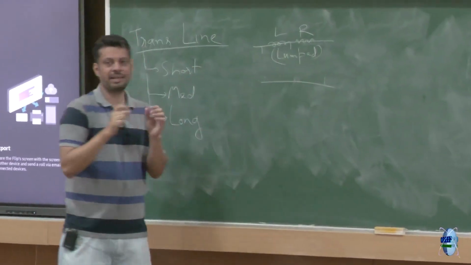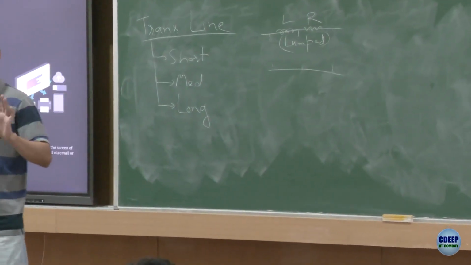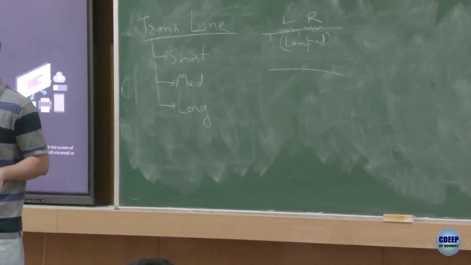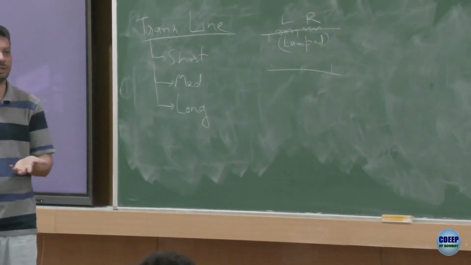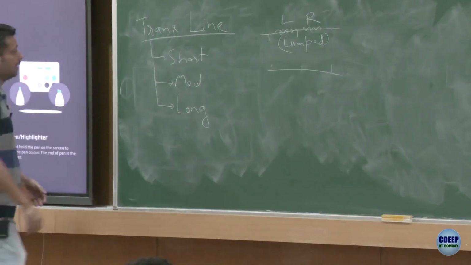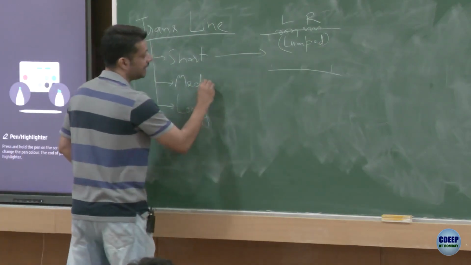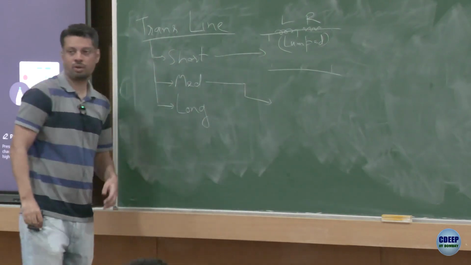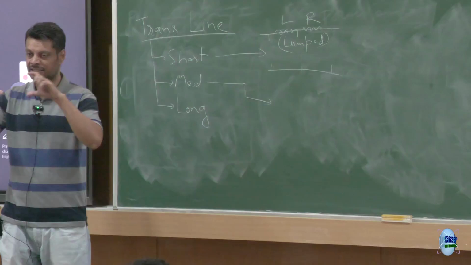Lumped means you have just written one R, one L and you have sort of modeled it. Now you can use it in circuit simulation, you can write differential equation, you can do whatever you want to do. If it's a medium line, you can no longer ignore the capacitance.